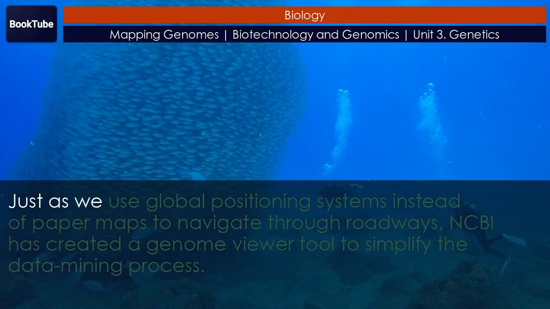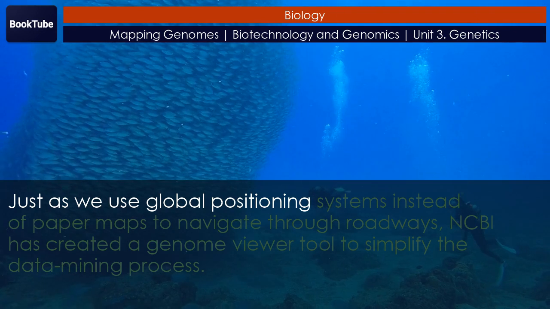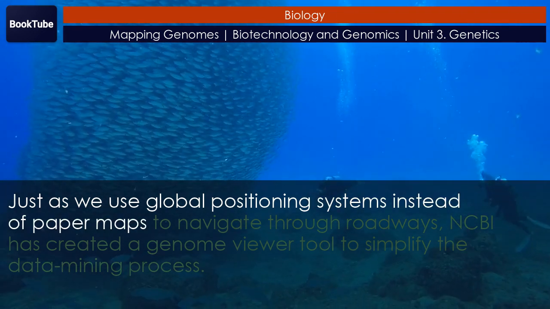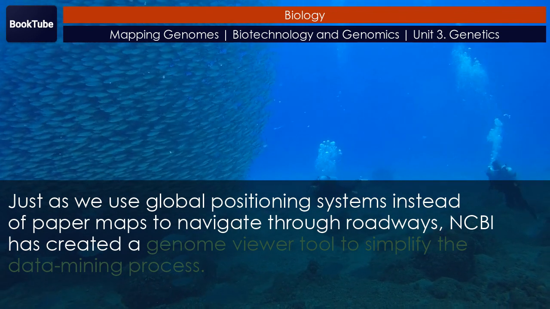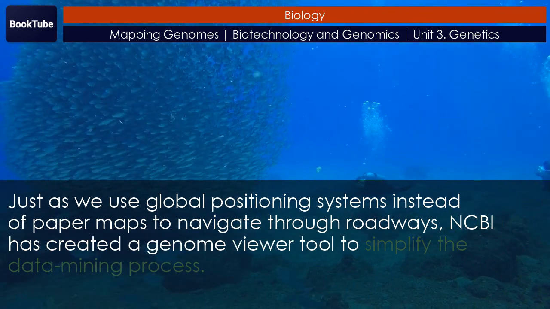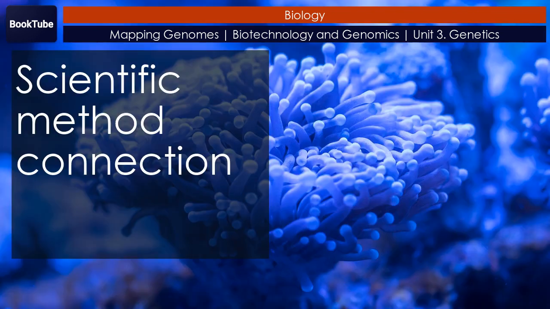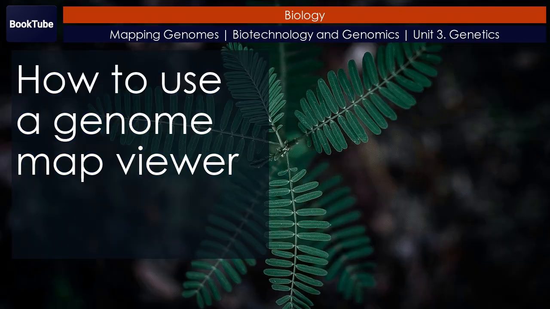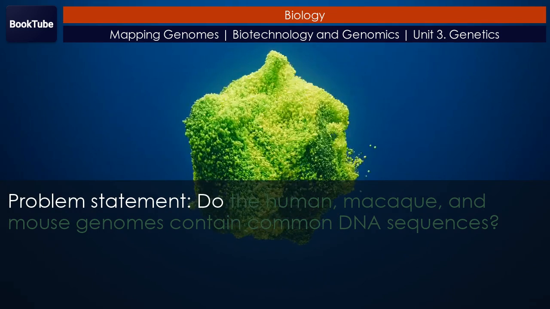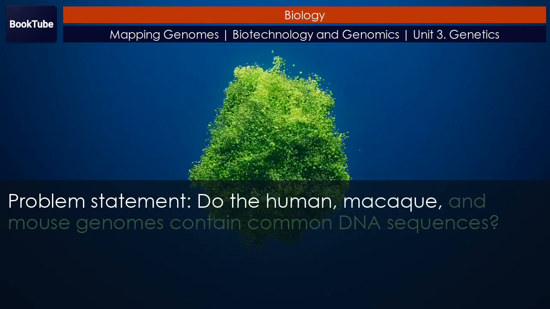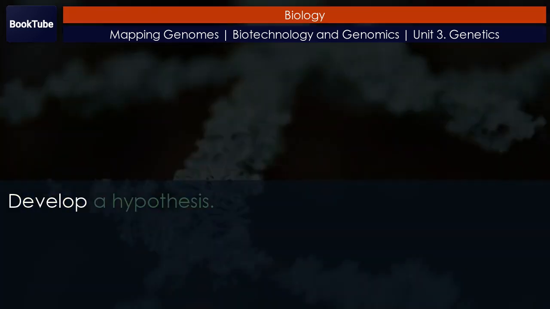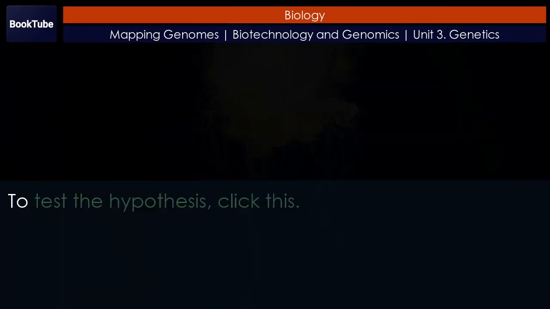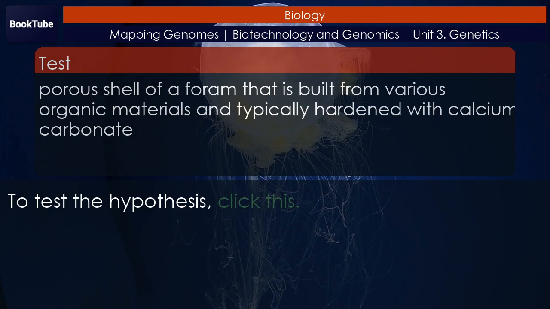Efforts are being made to make the information more easily accessible to researchers and the general public. Just as we use global positioning systems instead of paper maps to navigate through roadways, NCBI has created a genome viewer tool to simplify the data mining process. Scientific method connection. How to use a genome map viewer. Problem statement. Do the human, macaque, and mouse genomes contain common DNA sequences? Develop a hypothesis.